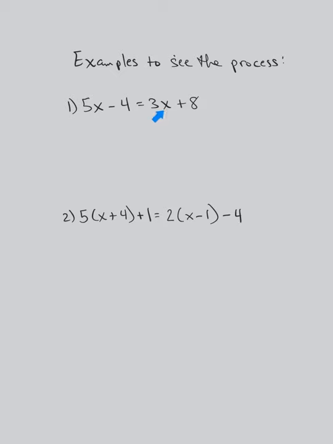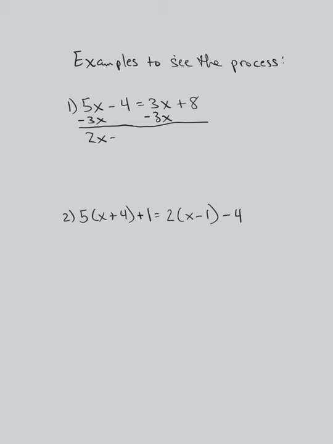So the idea is I want to move this 3x over here to this side, okay? And so I want to move this entire term over, so I want to get rid of this. Well, notice that this is really a positive 3x, a plus 3x, right? And since I want to move it over, I would actually subtract this 3x on both sides. Okay, like that. And so 5x minus 3x is 2x.